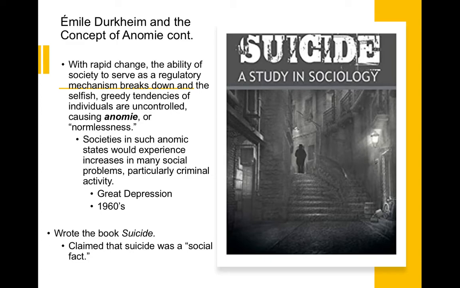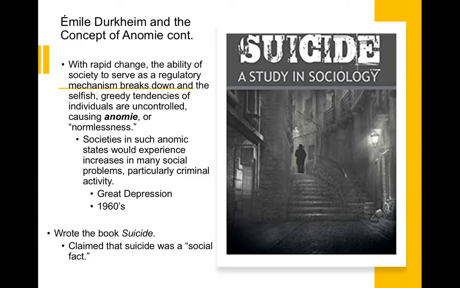So Durkheim said that with rapid change, right, there was rapid change happening during the Industrial Revolution, the ability of society to serve as a regulatory mechanism breaks down, and the selfish, greedy tendencies of individuals are uncontrolled. And this would cause what he referred to as anomie, or normlessness. Now, societies in such anomic states would experience increases in many social problems, and in this case, particularly criminal activity. Think of the Great Depression and the 1960s.